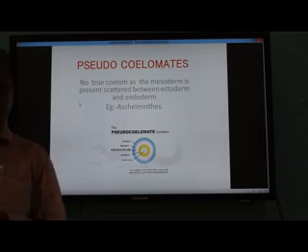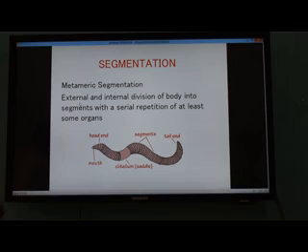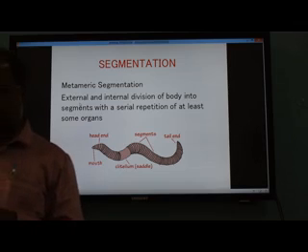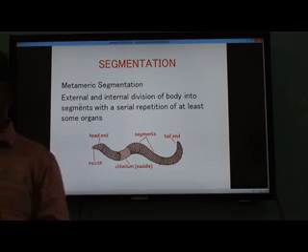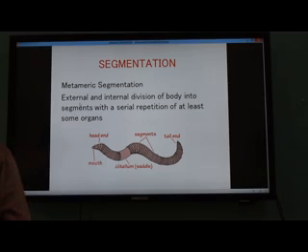Now another characteristic feature based on classification, that is segmentation, metameric segmentation. It means external and internal divisions of the body into segments with a serial repetition of at least some organs, circular ring-like structures, externally and internally segmented. Example, earthworm, the best example, that is the annelids.